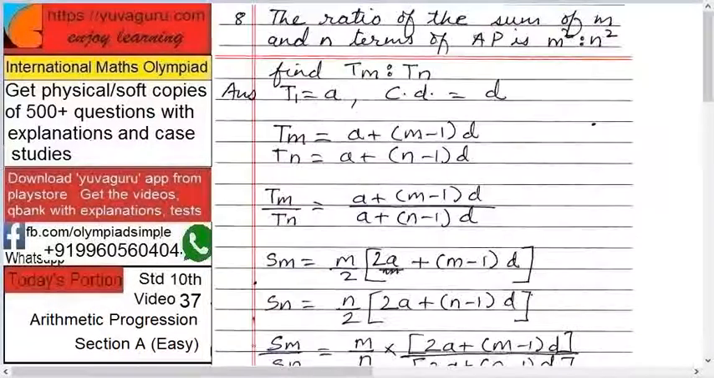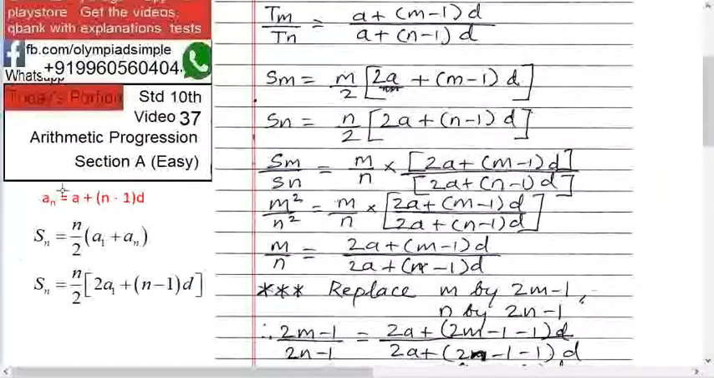Okay. Next, the ratio of the sum of the m and n terms of an AP is m square is to n square. Then find the ratio of the terms, basically Tm and Tn, means the ratio of the mth term and nth term. What is given? Sum of the m and n terms. Sum means what? Sn, right? See the difference. Term is different and sum is different.